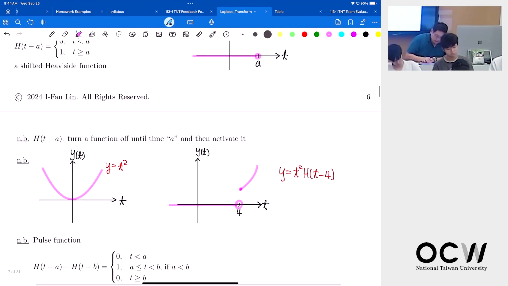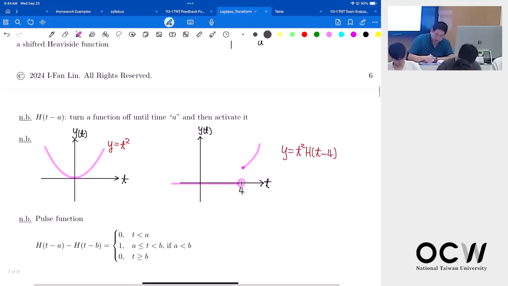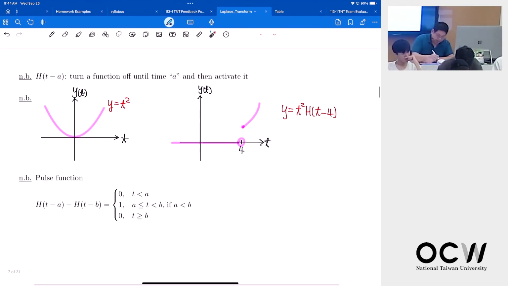Next, we will learn what is a pulse function. We can use the Heaviside function to create a pulse function. So what is the pulse function? Only when t is between a and b, I have a value 1. Otherwise, there will be 0. Okay, we can plot the figure based on this equation.